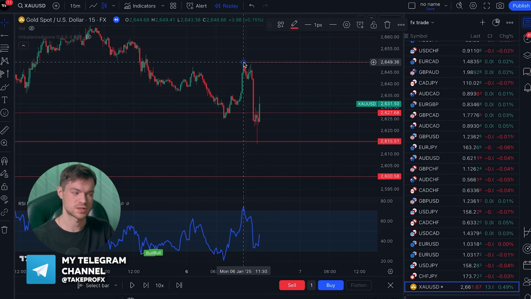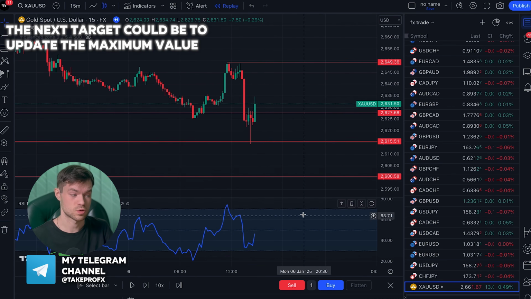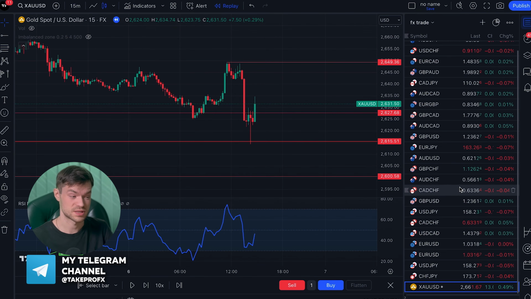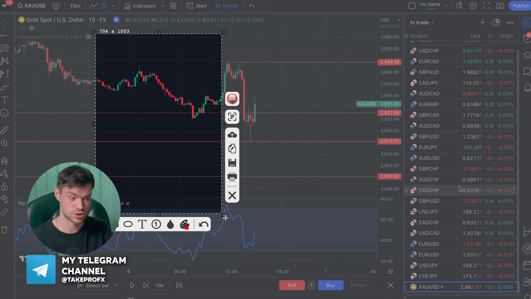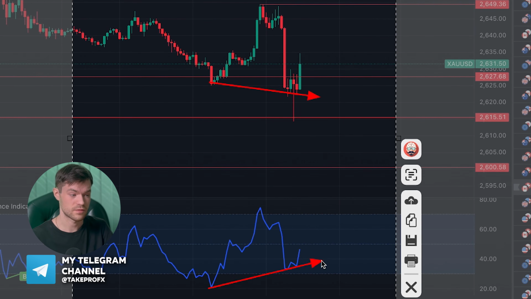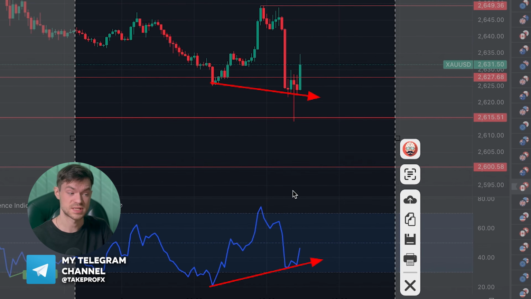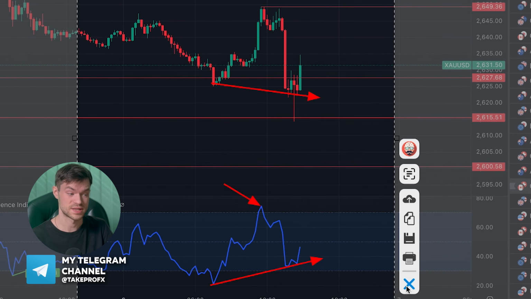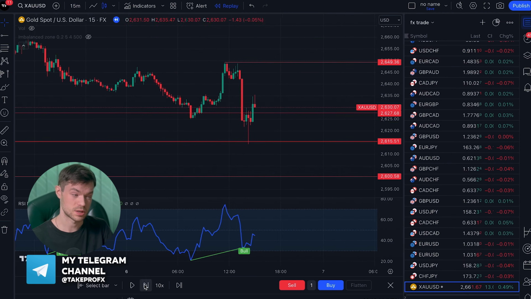So what can be the next target? It's, for example, an update of the maximum value. Plus, it's not shown on the automatic indicator yet, but here we have a bullish divergence because we have an update of the minimum local value. And here we have no update on the RSI. This is despite the fact that we already had the indicator unloaded. Here is literally one candle, and we have a bullish divergence, which is also a good buy signal.